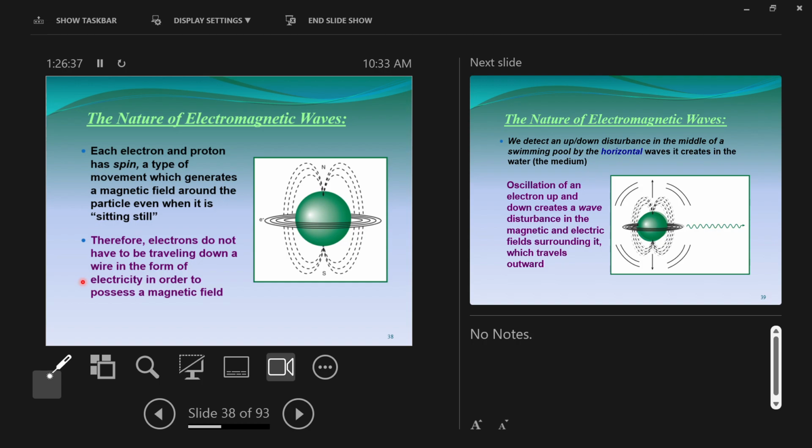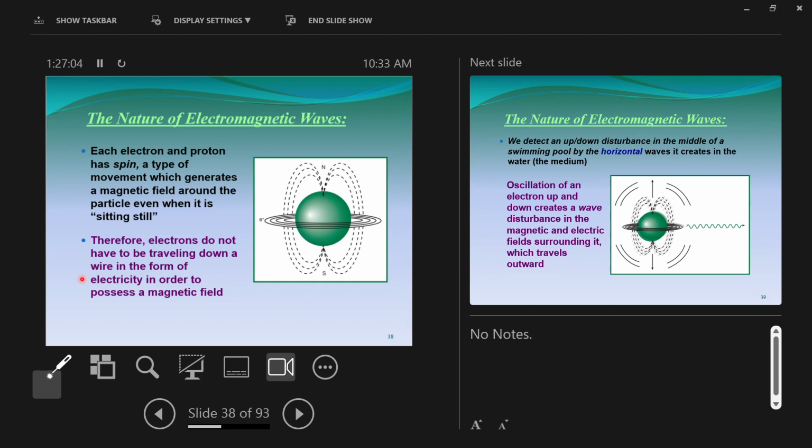So electrons always have an electric and magnetic field that can be manipulated. The electron can be moved. It can be oscillated, be pushed around, okay? Electrons do not have to be traveling down a wire in order to possess a magnetic field. They just have it, even when they're sitting still. It exists around them, okay?